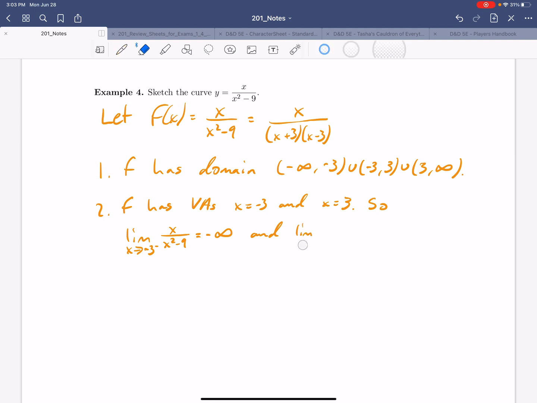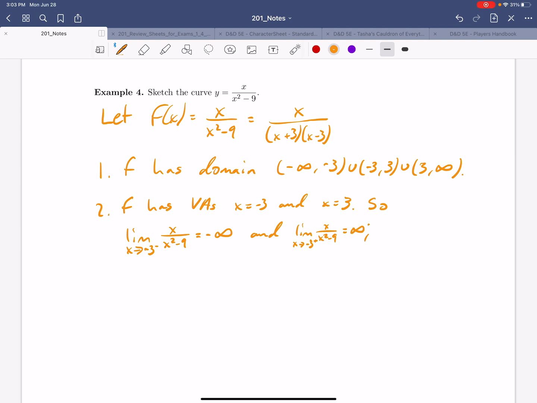Now, when x approaches negative 3 from the right, now we're talking about like negative 2.999, that kind of stuff. So x squared minus 9 is actually less than 0. Right? So now we have negative over negative. We actually have positive infinity.